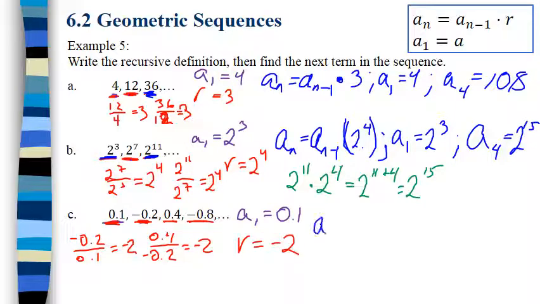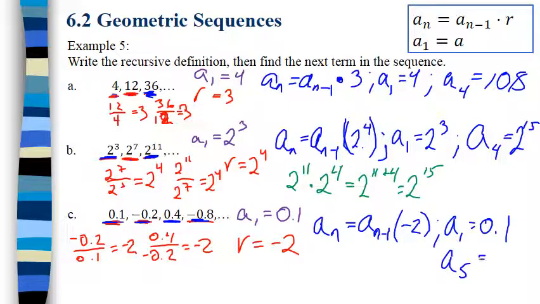So my recursive formula, any term is equal to the term before it times the common ratio of negative 2, where the first term is always 1/10 in this problem. And so to get my next term, so a sub 1, a sub 2, a sub 3, a sub 4, a sub 5, I multiply negative 8/10 by negative 2, and I get positive 1.6.